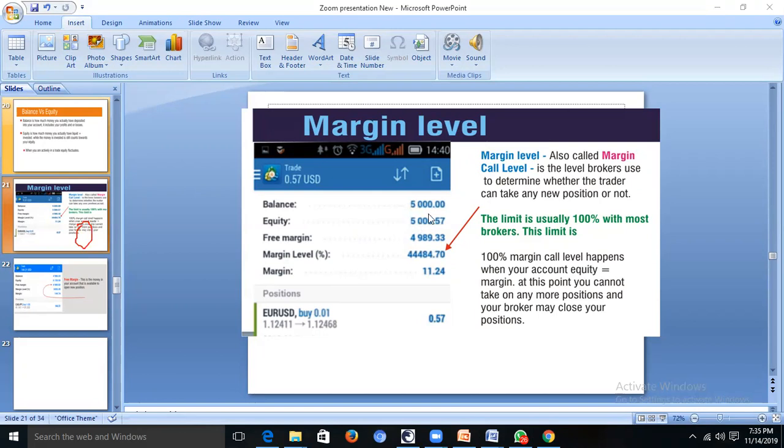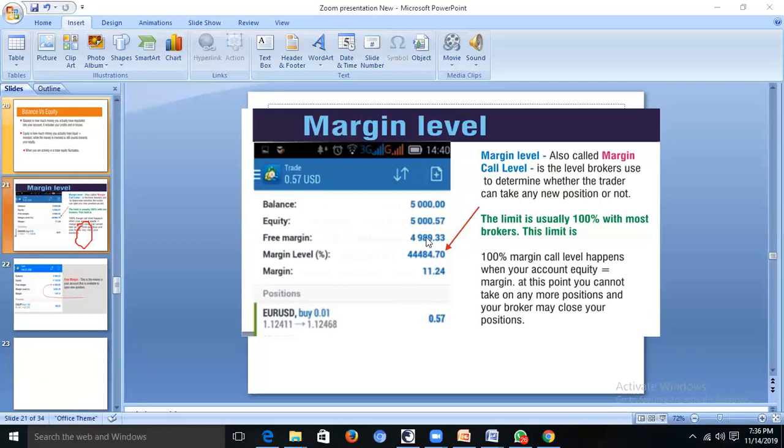When you have lost, because you have calculated your stop loss and you are willing to risk $70 for that trade, you will still be seeing your balance until the trade has finally hit your stop loss. That is when it will reduce your balance, and your balance will be $930. So what's the difference between the free margin here and the margin level?